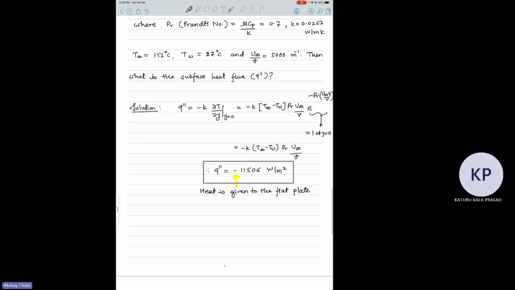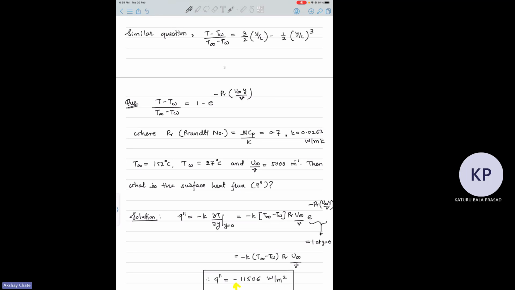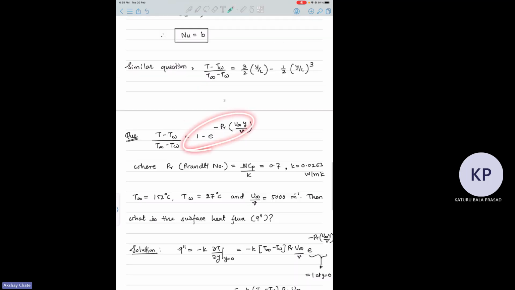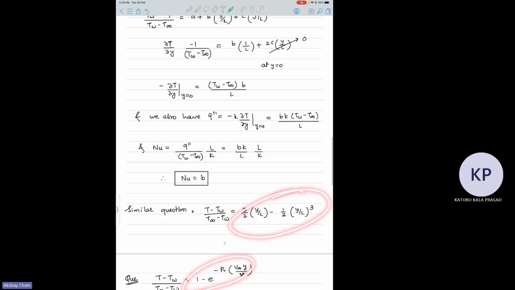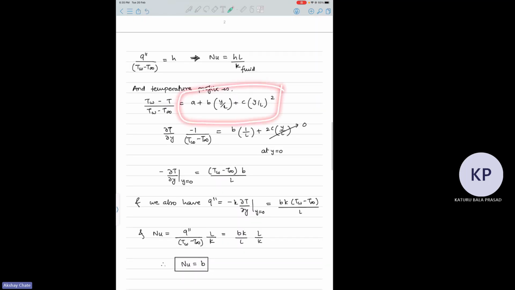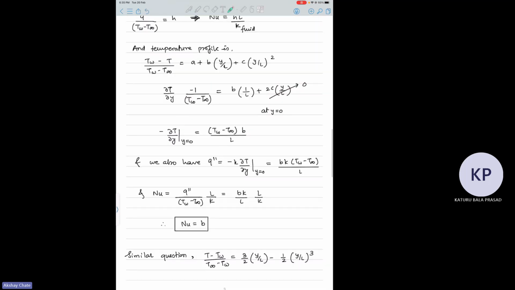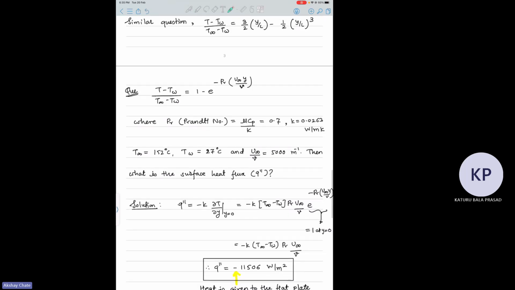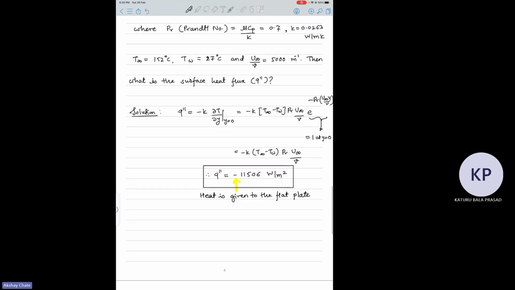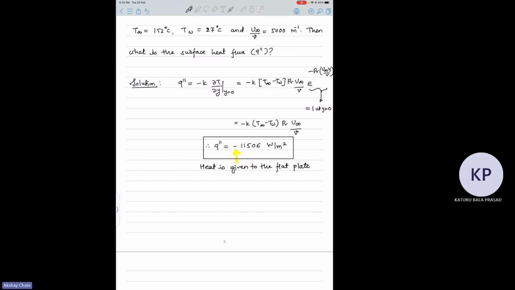So they can give you different types of temperature profiles. For example, something like this, something like this, and one that we solved something like this. So it's up to you. As long as you know the trick, you'll solve them. You will not get stuck.